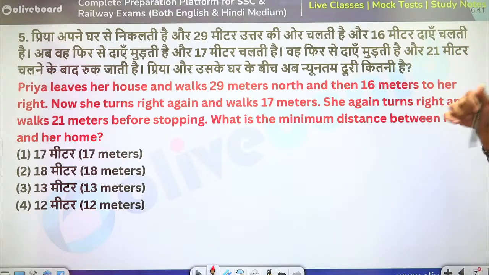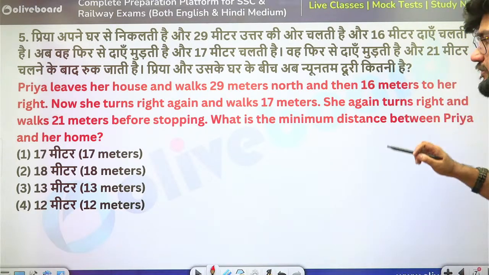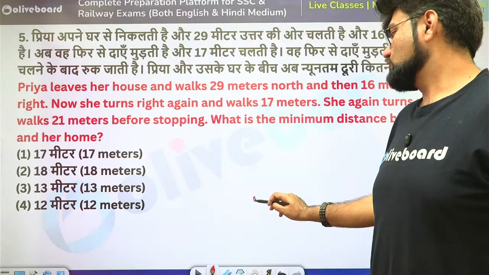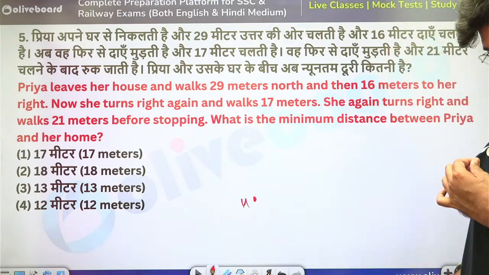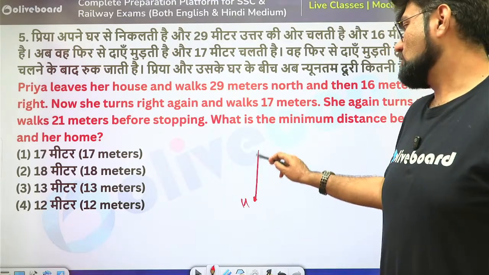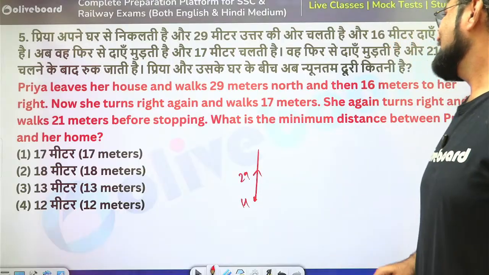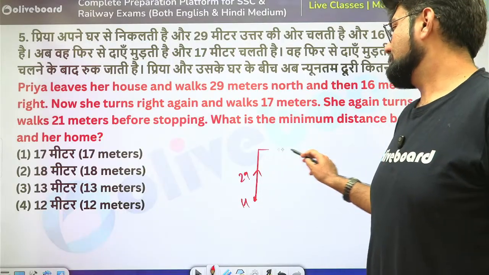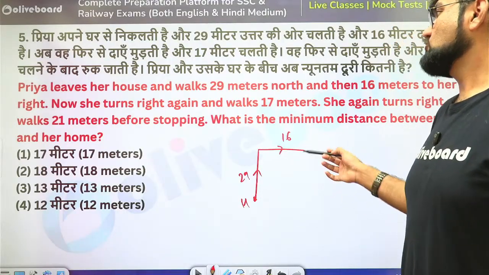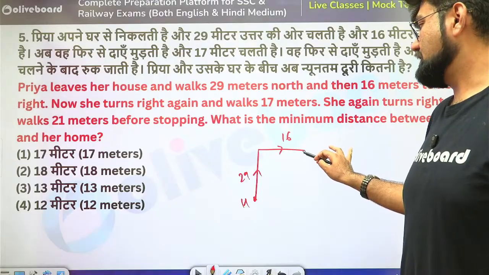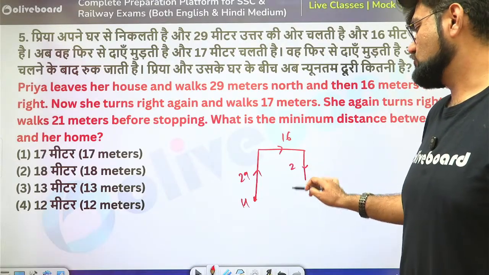So Priya leaves her house and walks 29 meters north. So this is Priya's house. And she walks 29 meters north. And then 16 meters to her right. Now she turns right again and walks 17 meters. So 17 meters means less than 29. Okay, make sure you draw it like this.